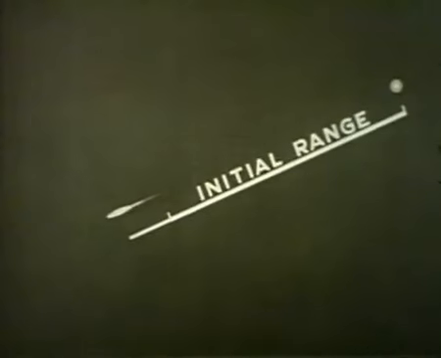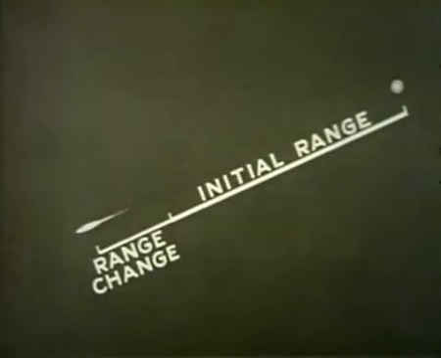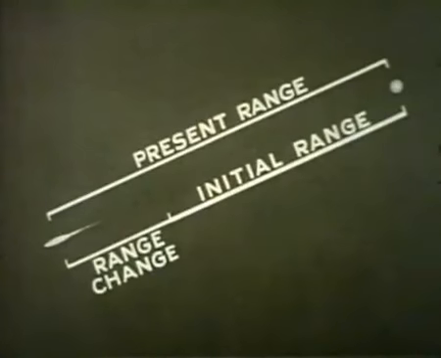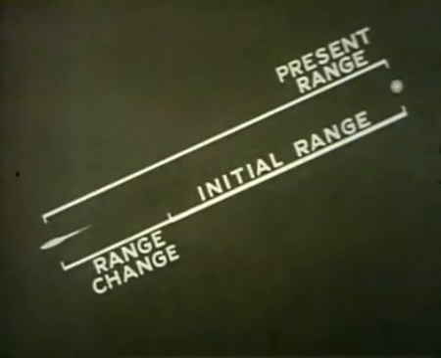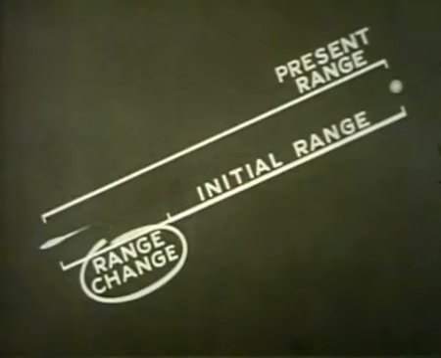At any moment, the sum of range change and initial range is present range. If ownership is moving toward the target, present range is obtained by subtracting range change from initial range. In this case, range change is a minus quantity. In the other case, a plus quantity. Present range, then, is the algebraic sum of initial range and range change. A disk integrator computes range change. So let's examine this part of the range-keeping problem.